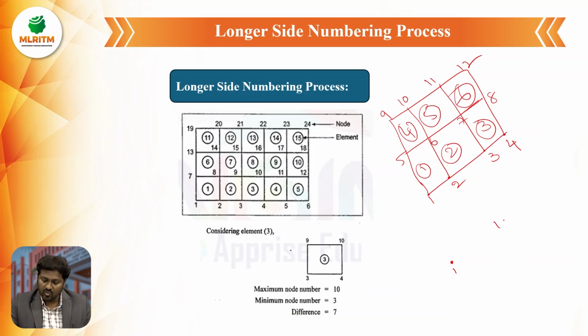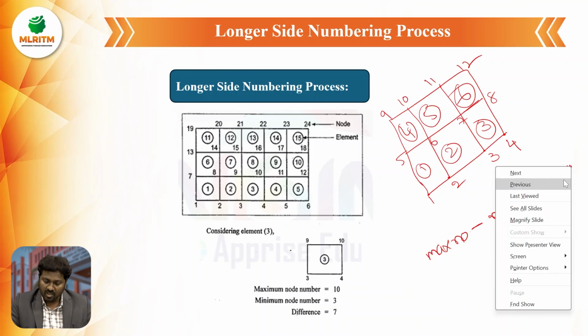In total we get 12 nodes, so this entire rectangle element is 12 nodes. Now this is the numbering process along the longer side. To find the minimum difference of numbering nodes, the maximum node number minus the minimum node number of an element gives the difference.